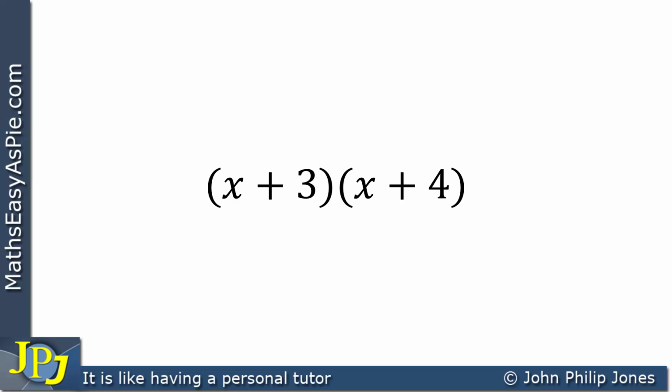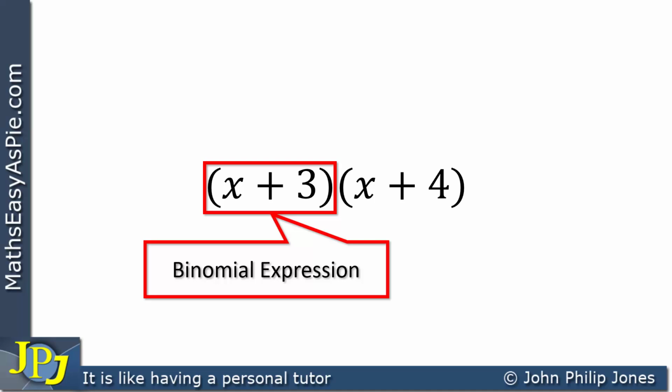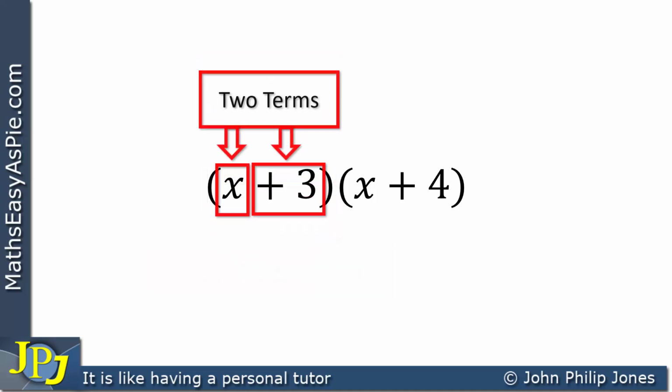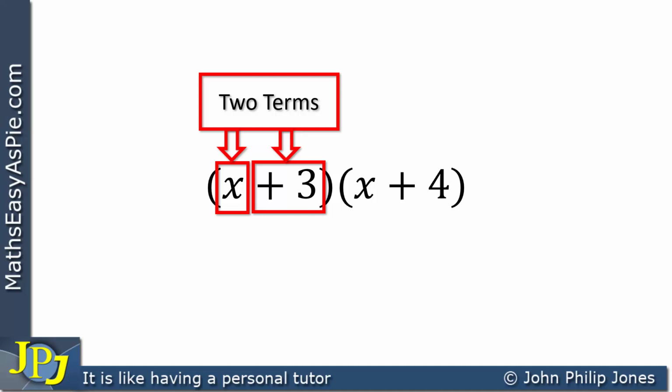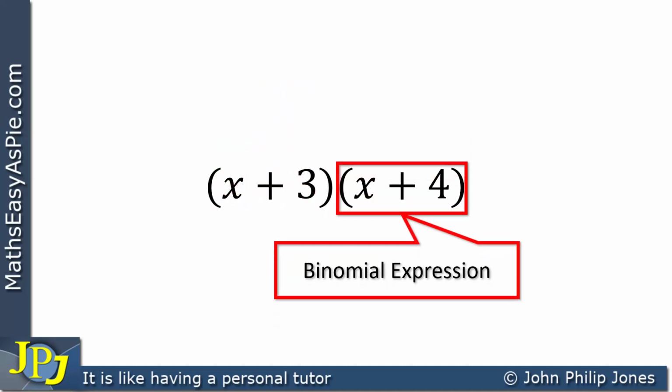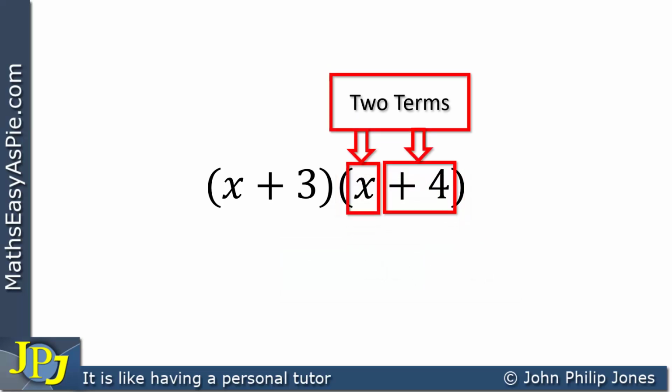Let's consider this example. What you can see here is we have a binomial expression which has two terms, the x and the plus 3. And here we also have a binomial expression, and it too has two terms, the x and the plus 4.